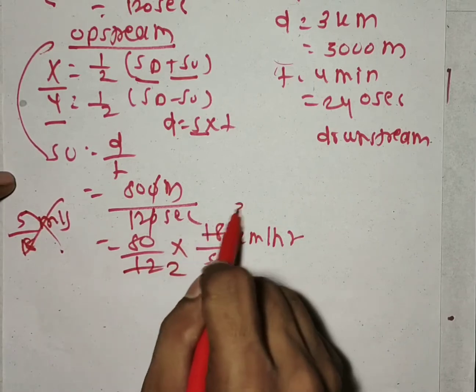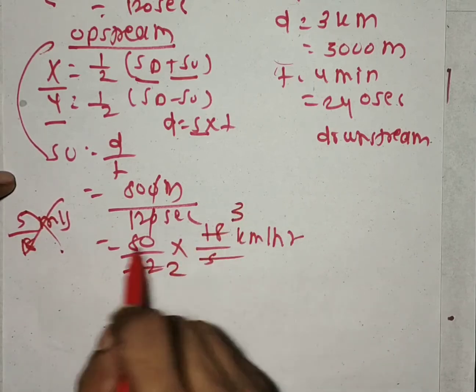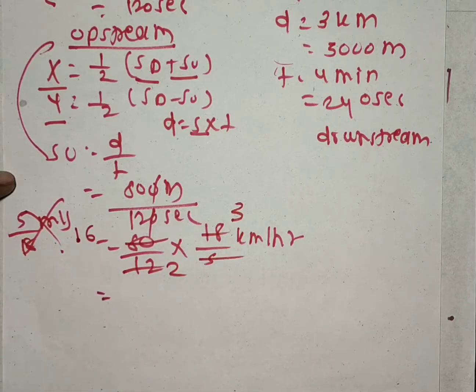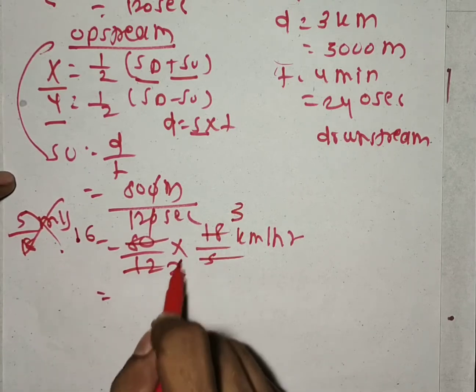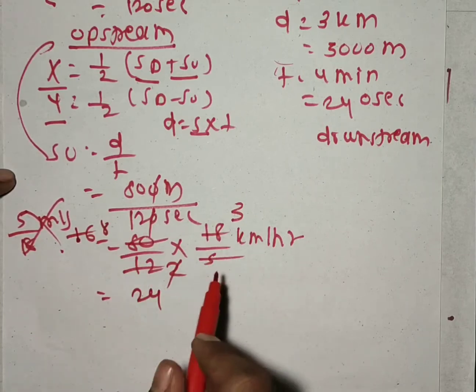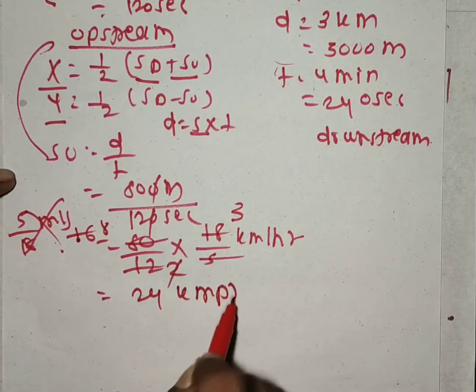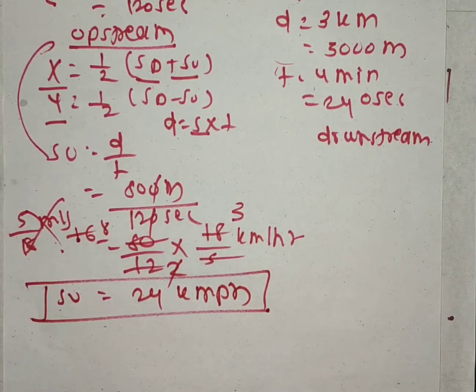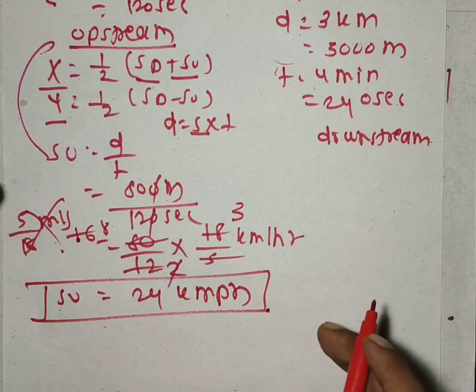Now let's see here. 6 2s are 12, 6 3s are 18, 5 1s are 5, 5 6s are 30. So 80 upon 12 into 18 by 5 comes to 24 kilometer per hour. So this is the upstream speed, 24 kilometer per hour. Similarly, we have to calculate the downstream speed also.